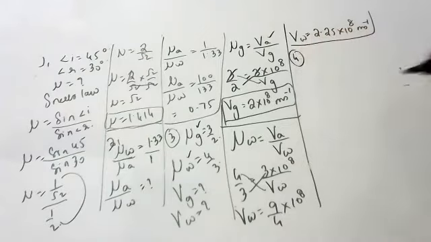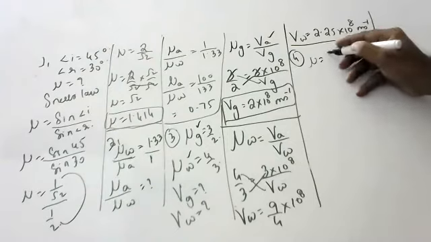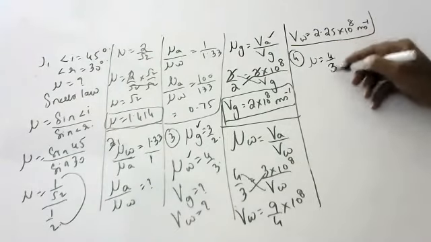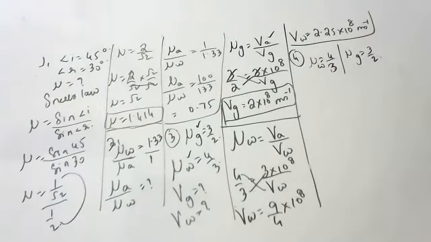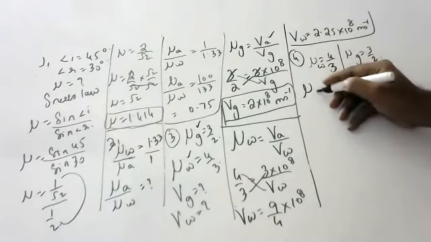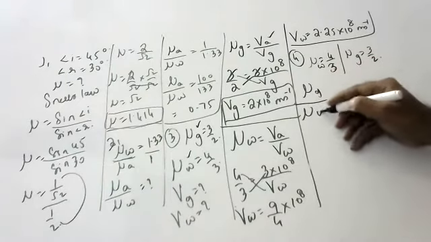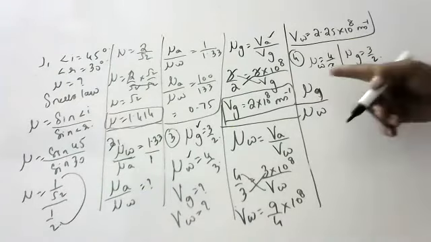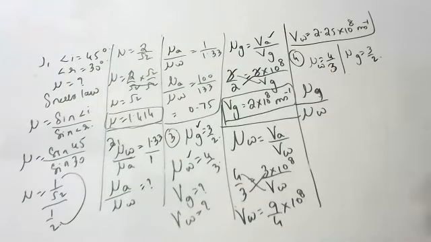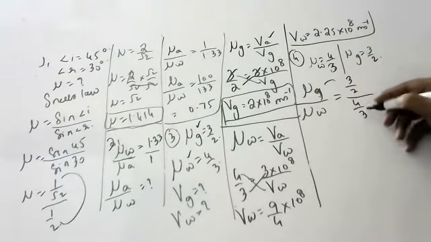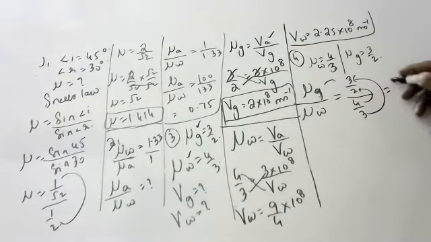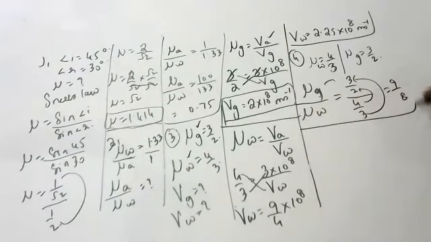Next sum. One more sum, children. Refractive index of water is 4 by 3. Refractive index of glass is 3 by 2. What is the refractive index of glass with respect to water? How much? 3 by 2 by 4 by 3. How much, children? 9 by 8. That's it. 9 by 8. Okay, children.